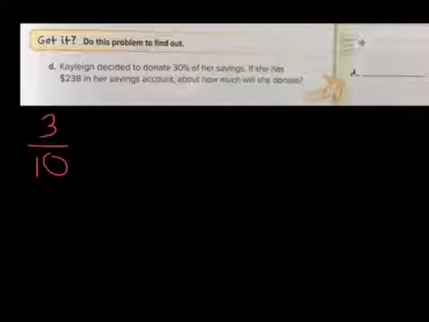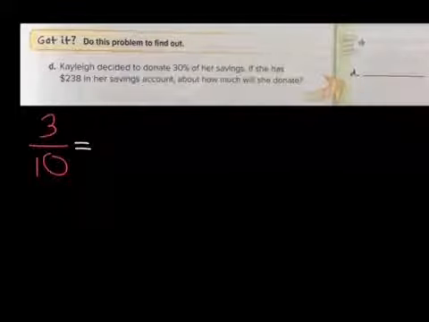On page 139, we have our first word problem, and it states, Kaylee decided to donate 30%. Whenever I see 30%, I think of 3/10, 3 parts of tenths, right? Because that's what 30% is. Pretend that you can add a 0 there and a 0 there, and you have it right there. Kaylee decided to donate 30% of her savings. If she has $238 in her savings account, about how much will she donate?